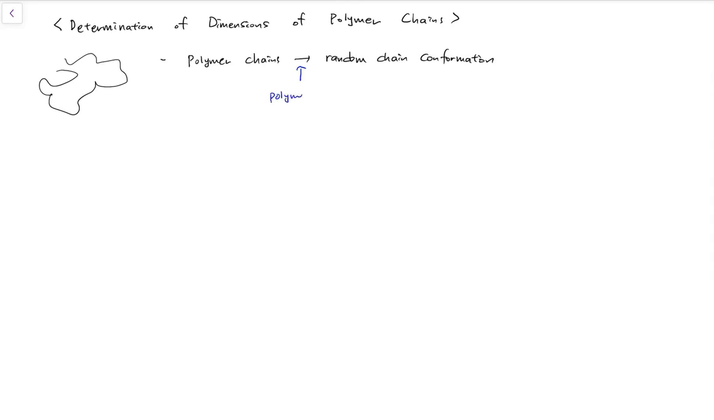Okay, so I said in many cases, so not all cases, usually this random chain conformation is shown for polymer solution or polymer melts or amorphous polymers. Okay, so in these cases, these long chains show basically this random polymer chain conformation, which is called Gaussian chain.